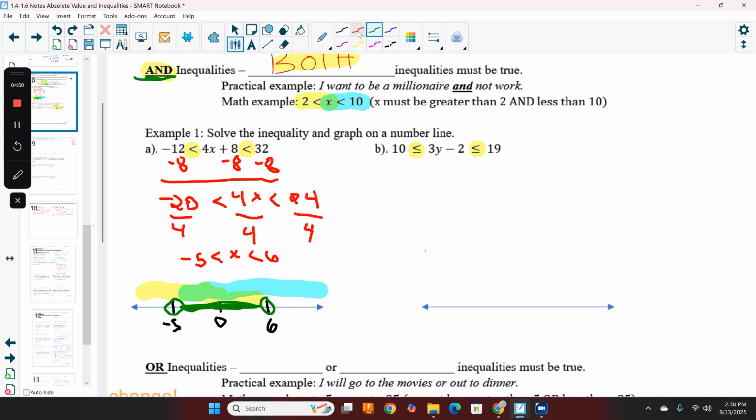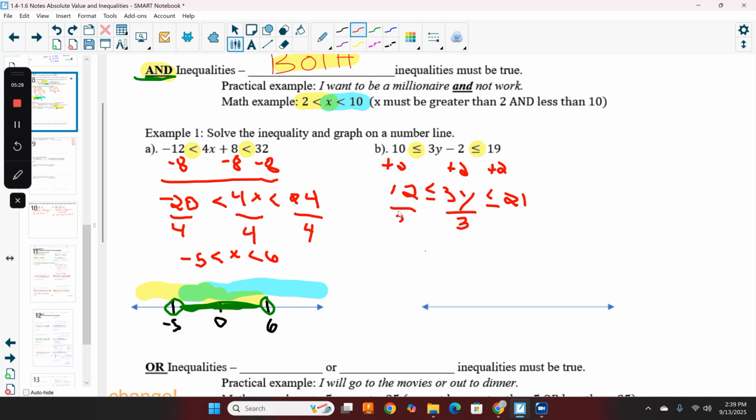Another example here. Again, I got three sides. I have a left, a right, and a middle. So I'm going to solve it just like I would if I only had two sides. I'm going to add 2 to everything because opposite of subtraction is addition. Okay, and then so 10 plus 2, that's 12, is less than or equal to 3y, is less than or equal to 21, and then I'll divide everything by 3.